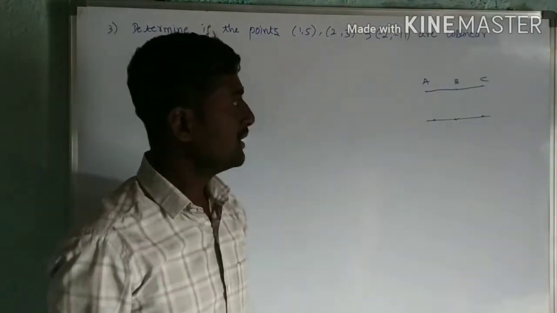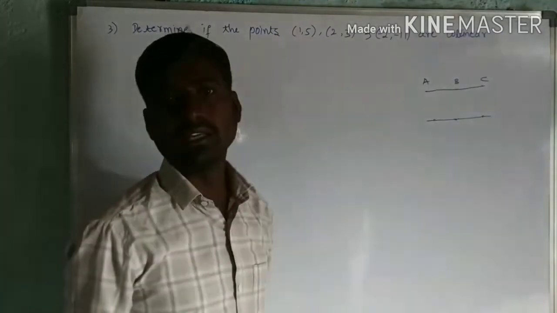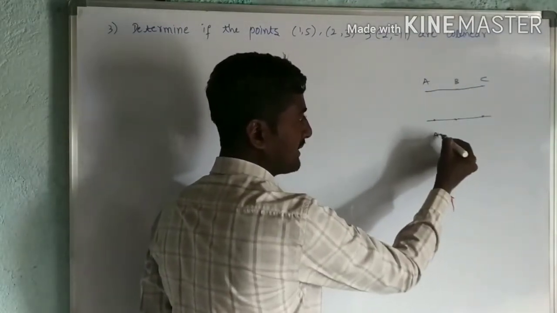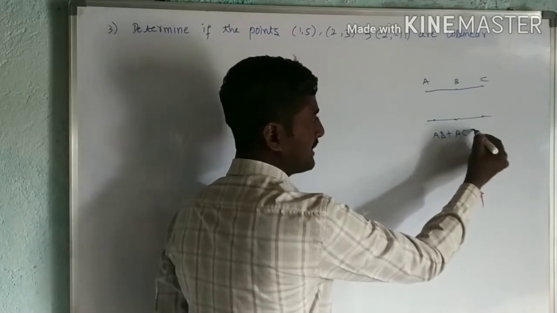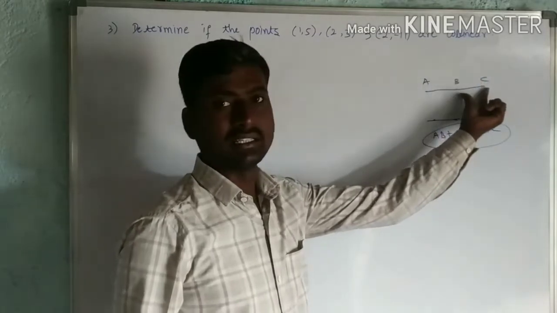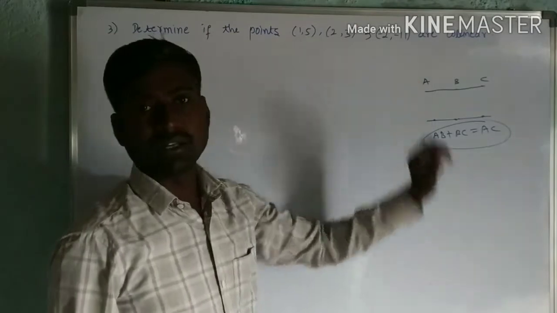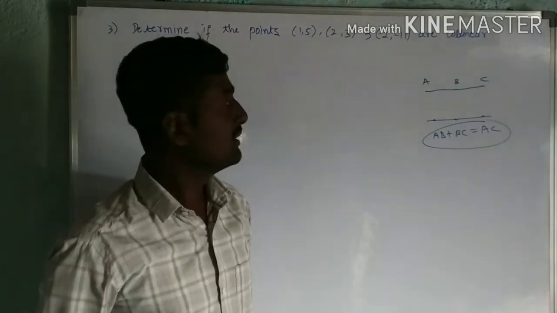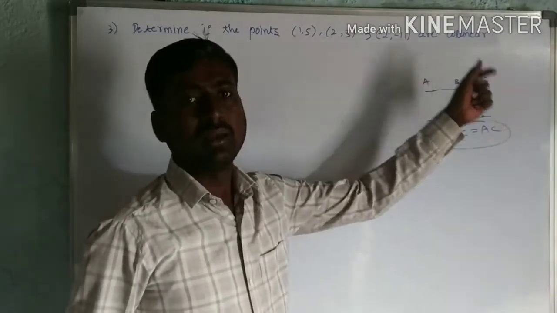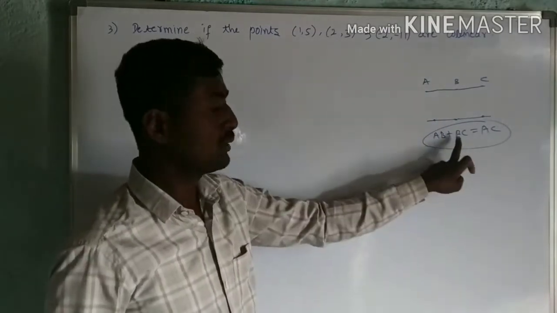So here, by using the distance formula, you have to show that they are collinear. If these 3 points are collinear, then AB plus BC must be equal to AC. Then I can say that these 3 points A, B, C are collinear. So this is the condition. We should remember this, if you are going to show it by using the distance formula.